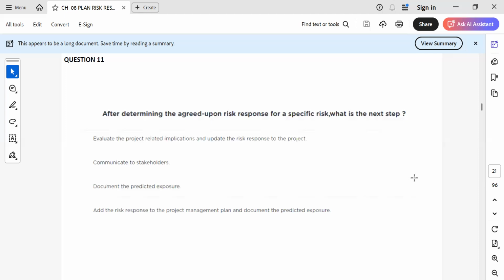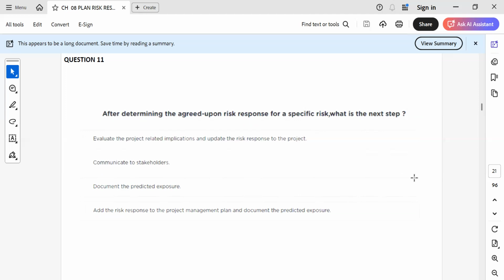After determining the agreed upon risk response for a specific risk, what is the next step? Evaluate the project related implications and update the risk response to the project. Communicate to the stakeholders, document the predicted exposure, add the risk response to the project management plan, and document the predicted exposure. So after determining the agreed upon risk response for a specific risk, what is the next step? Evaluate the project related implications and update them. No, it is asking for a specific risk only, right? And not communicate to the stakeholders.